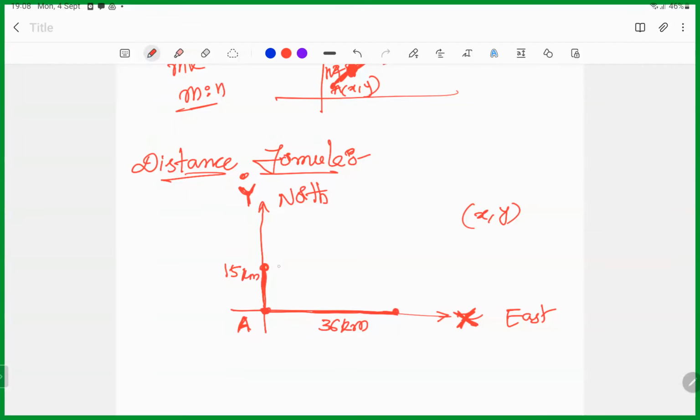Okay. So the point will be here. The town will be, this is town B. Got it? So this length is 15 kilometers.